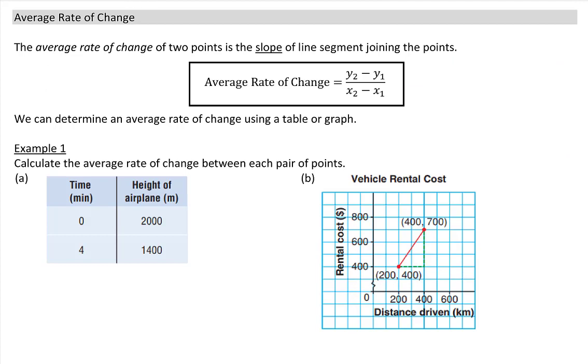So what is average rate of change? The average rate of change of 2 points is the slope of the line segment joining those 2 points. It can be calculated by taking the delta y and dividing by the delta x, the difference in the y values divided by the difference in the x values.